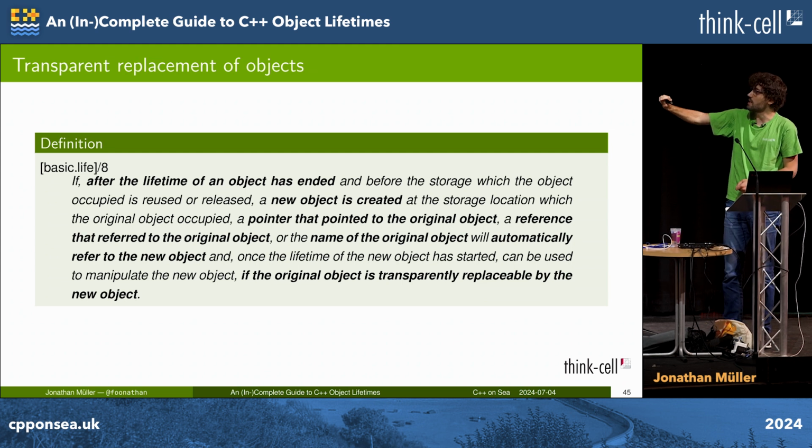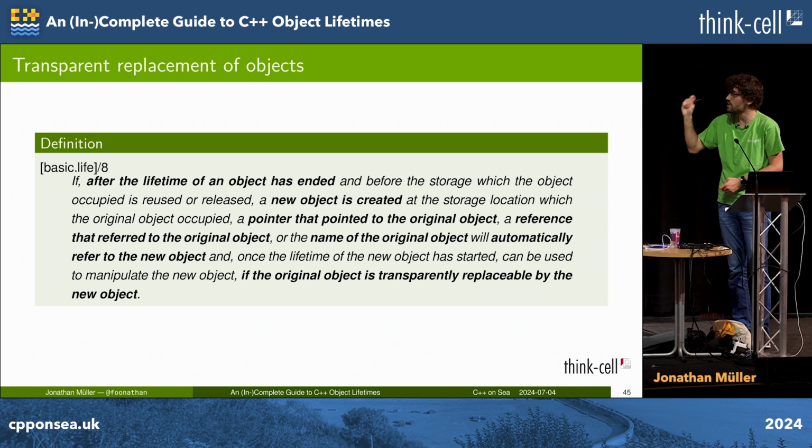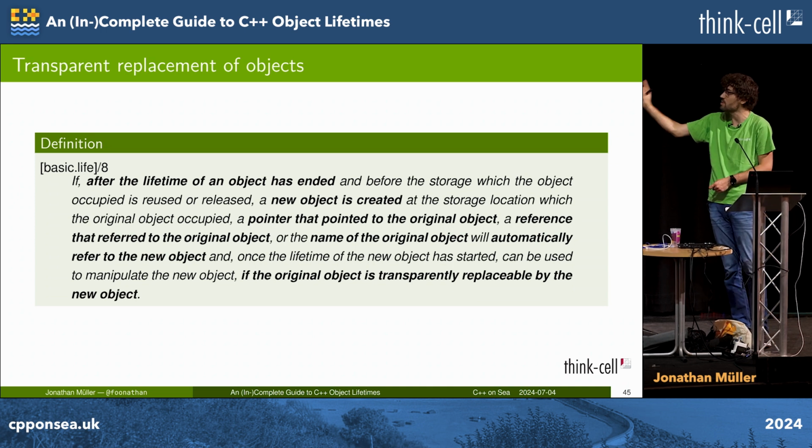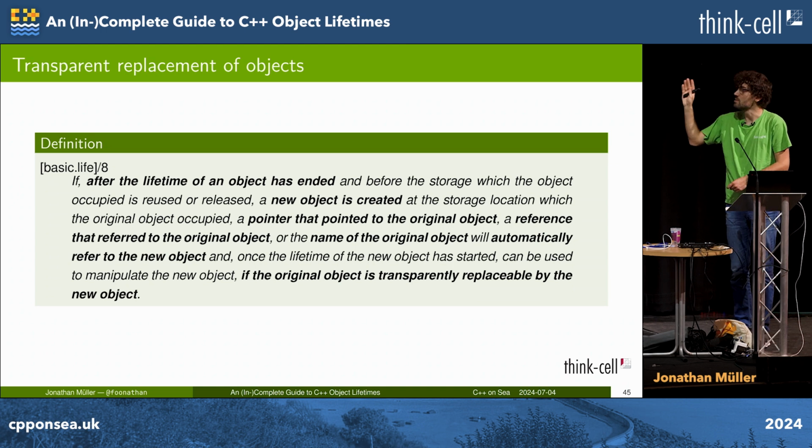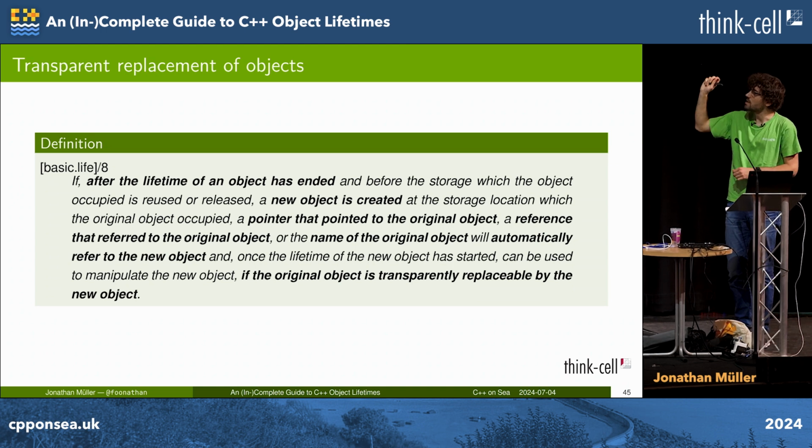So, after the lifetime of an object is ended, a new object is created. A pointer that pointed to the original object, a reference that referred to the original object, or even the name of the original object, will automatically refer to the new object if and only if the original object is transparently replaceable by the new object. So sometimes we can still use x, or pointers, or references to x after we replaced it, but only if it's a transparent replacement.